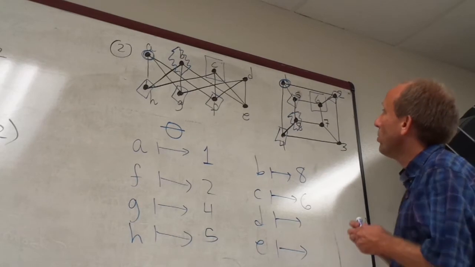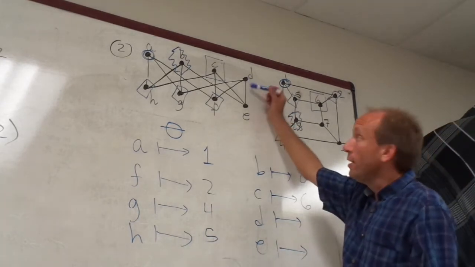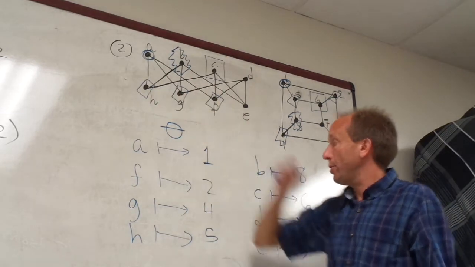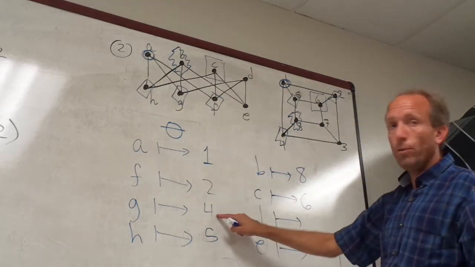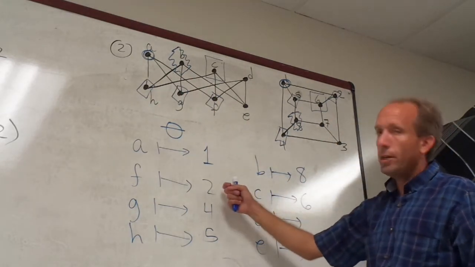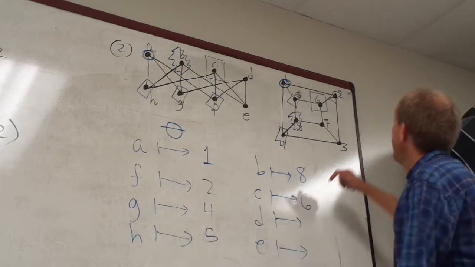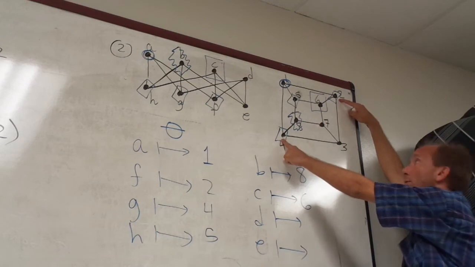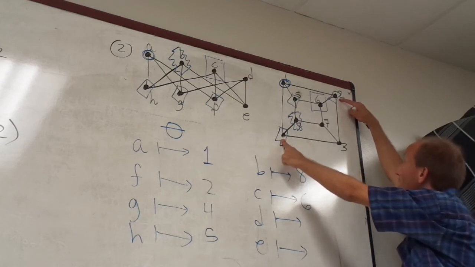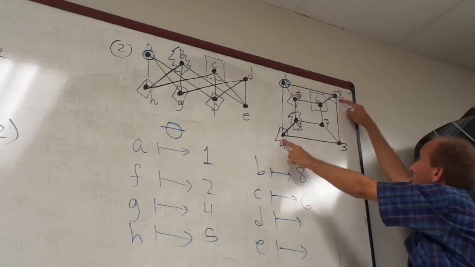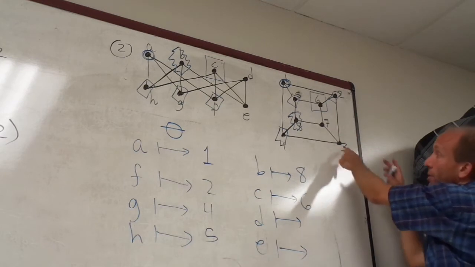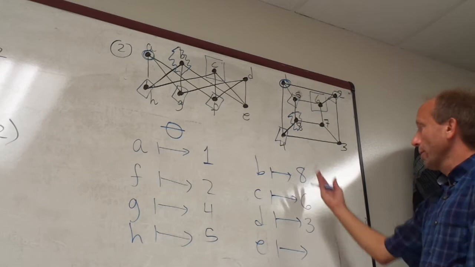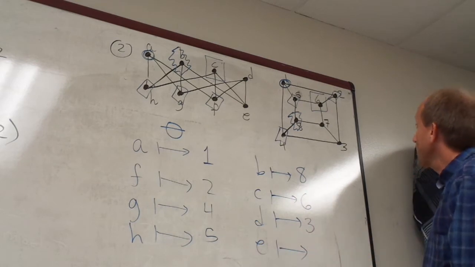Okay, let's look at one more. Let's look at vertex D. D is adjacent to both F and G, but not H. So F and G is 2 and 4. So is there a vertex that's adjacent to 2 and 4, but not 5? So 2 and 4 is here. I'm looking for a vertex that's adjacent to 2 and 4, but not adjacent to 5. It's right here, 3. So that means D is going to go to 3. And then the last one, there's only one letter left, which is E has to go to 7.